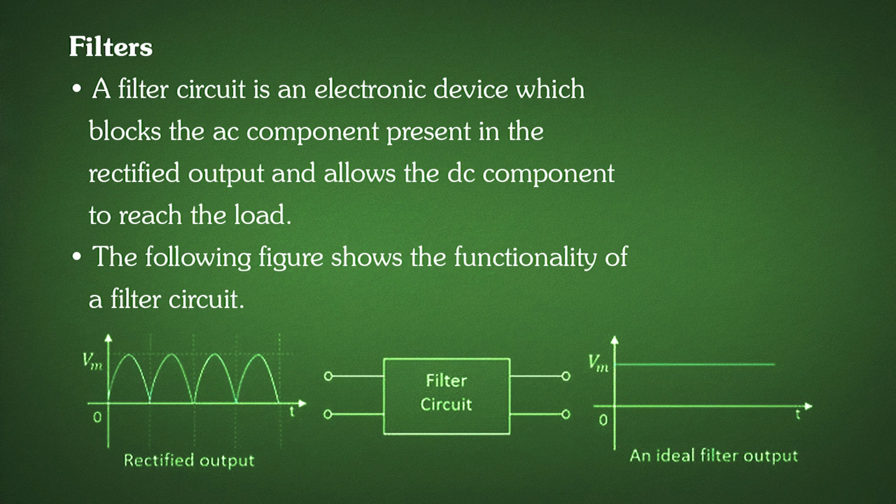The following figure shows the functionality of a filter circuit. The given figure shows the input side, where the rectified output which contains ripples is given to the filter circuit, and at the output of the filter circuit we obtain a pure DC. The output shown here is for an ideal filter, although it is not a purely flat line, the ripple content is reduced. So, we can say that the output obtained from the filter circuit is more smoothed than the rectified output. The ripples are removed from it.